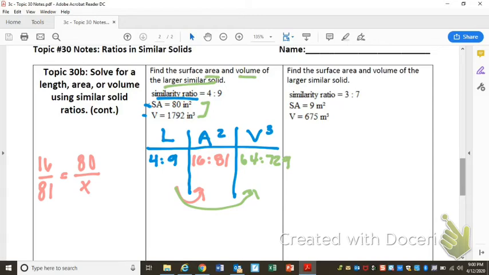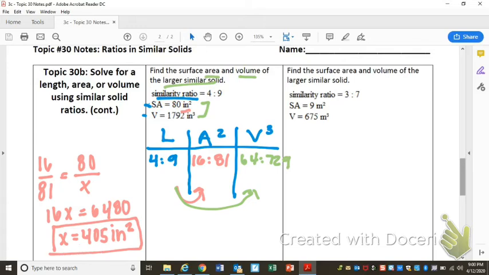We're going to cross multiply, so we have 16x is equal to 81 times 80, which is 6,480. Divide both sides by 16, so that's going to get us that x is 405, and then we're going to take our inches, and we're dealing with area, so that is going to be squared.